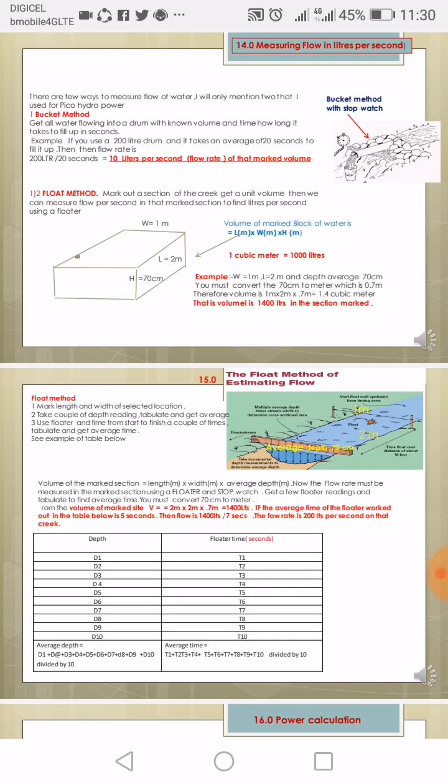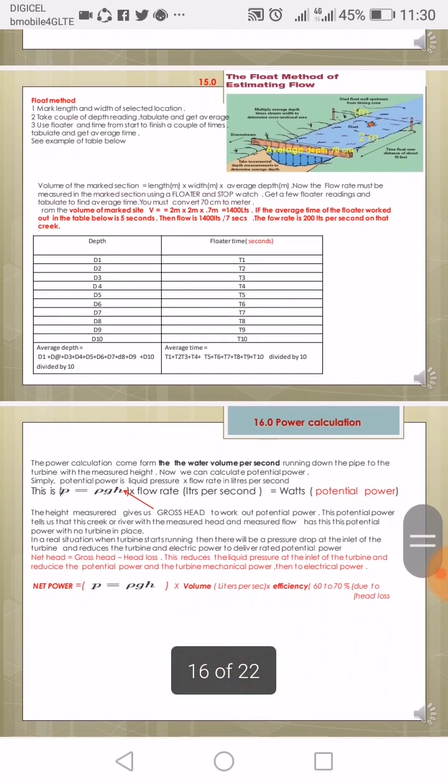Okay, this is the float method of estimating flow in a creek. You mark out a section of the creek. You must measure the width, length, and height, meaning the depth of the water. The depth is not constant, so you need to take several depth readings along the section and average them. Then you measure the width and the length of the marked section.